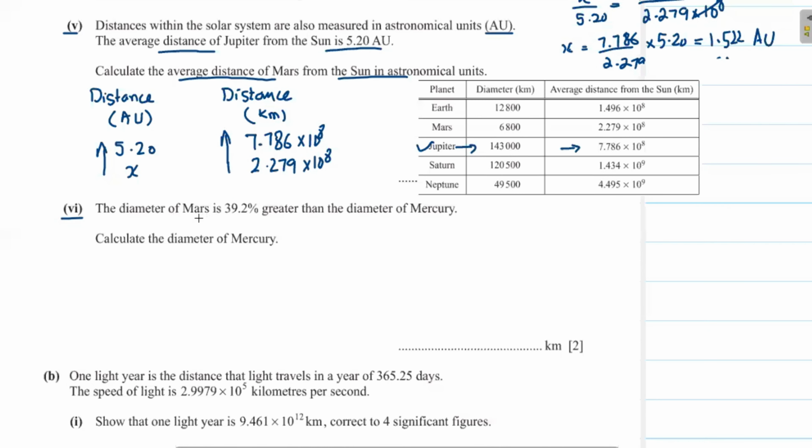Part 6, the diameter of Mars is 39.2% greater than the diameter of Mercury. Calculate the diameter of Mercury. We suppose that the diameter of Mercury is x. Let the diameter of Mercury be equal to x.